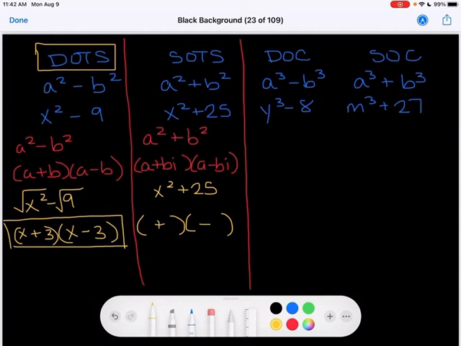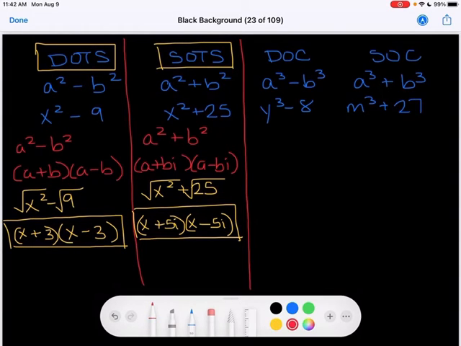The square root of x squared is just x. The square root of 25 is 5, but since this is a sum, we have to put an i with those 5s. So we get x plus 5i times x minus 5i, and that's a sum of two squares.